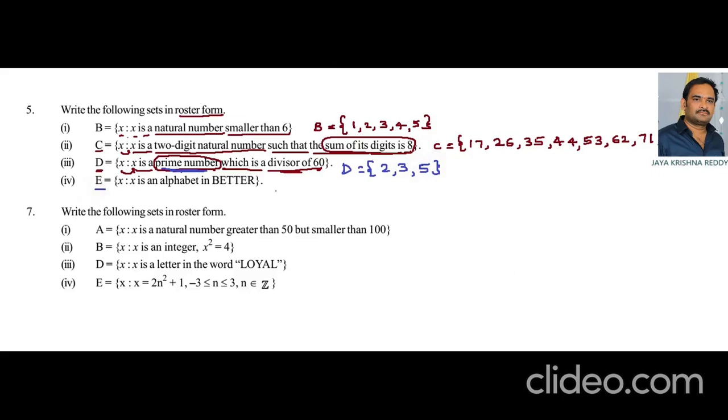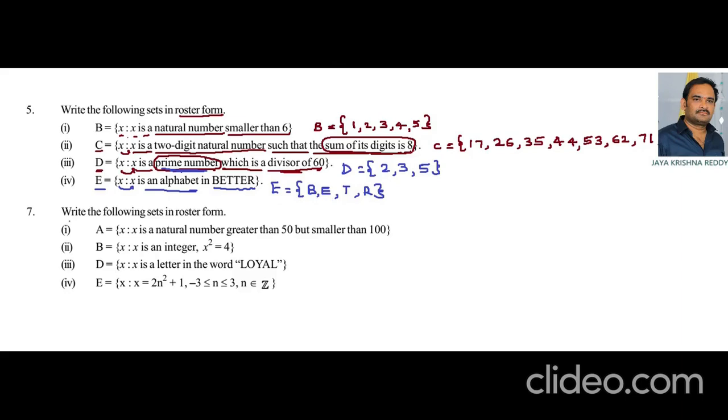Fourth one, E. The set name is given as E equals X such that X is an alphabet, means a letter in the word BETTER. So you have to write the letters from this word. The first letter is B, the second letter is E and the third letter is T. You should not write T twice, because in a set, each element should be written only one time. The element should be unique, and E is also repeated, and you have to write only R. So E equals the elements B, E, T, R.